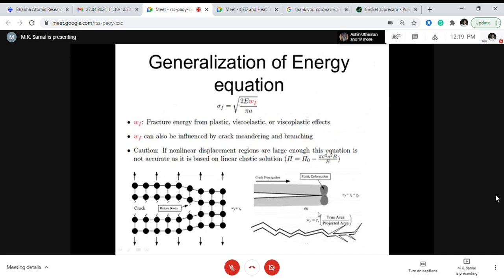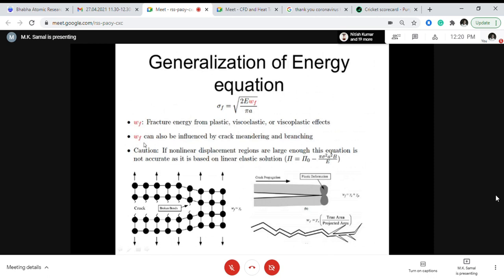So let us now make it more elaborate. This fracture stress sigma for any generalized material can be written as root of 2E WF by pi a. WF is nothing but the total energy, including all the mechanisms of energy dissipation. For example, it includes plastic energy, elastic energy, and the surface energy that we have already seen, which is very small. It also includes viscoelastic, which is when there is a viscous type of solid that deforms with time, or viscoplastic, where plastic deformation occurs with time. It includes all the energy from all these effects.